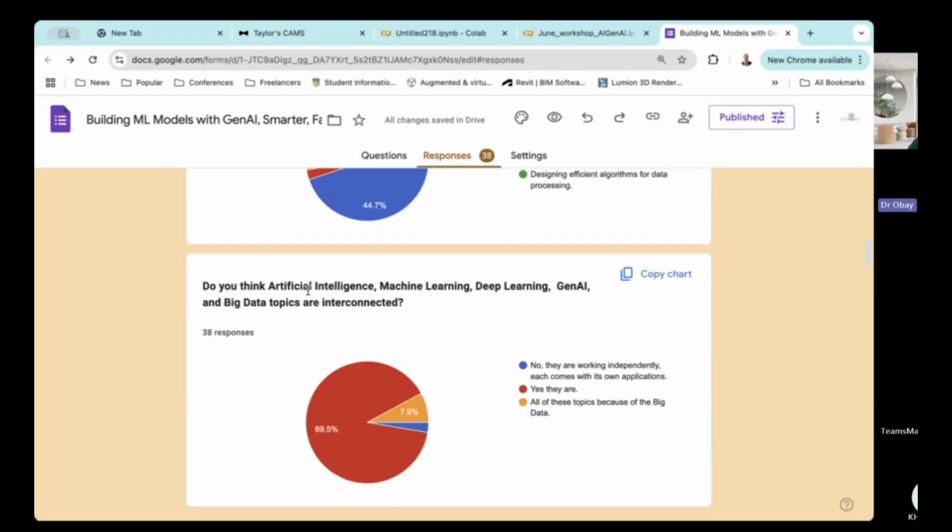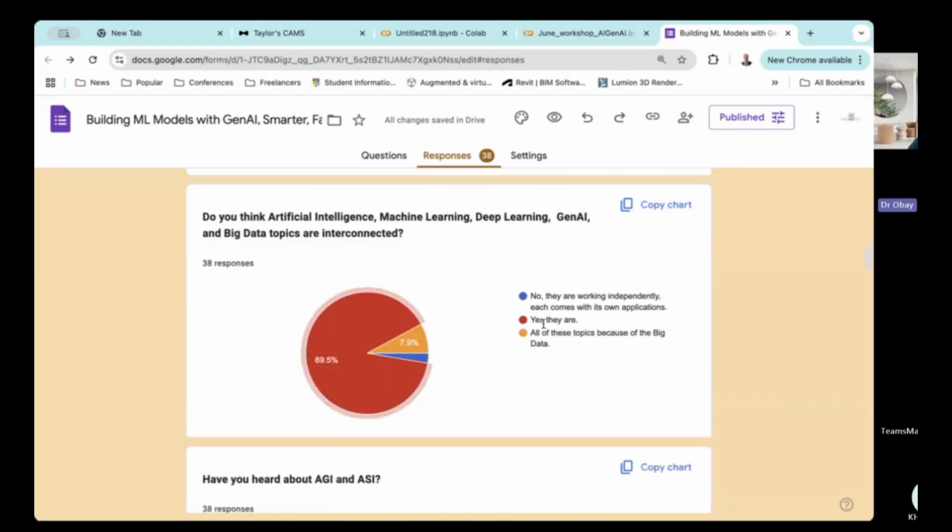So do you think artificial intelligence, machine learning, deep learning, generative AI tools, and big data topics are interconnected? Yes. Thank you so much for the answer. All of you agree, yes, they are. Then we have 3 of you saying all of these topics are interconnected because of the big data. And then we have only 1% who think they are working independently, each one coming with its own applications. Thank you so much for the answer.